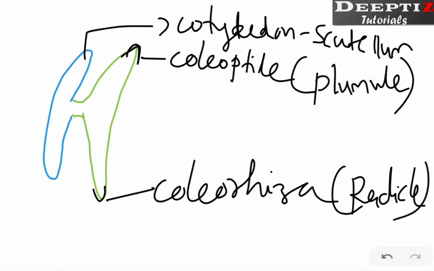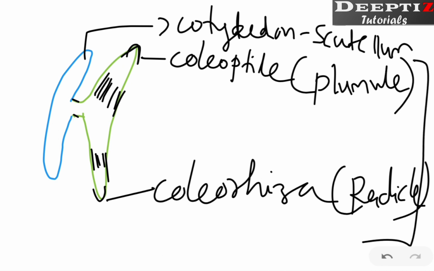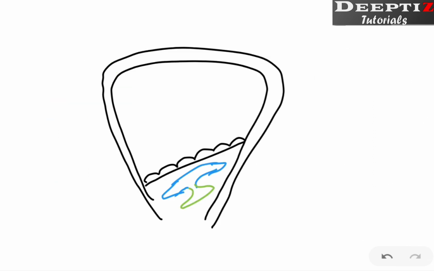And what is this structure? This is actually the embryonal axis, and here will be the epicotyle, there will be the hypocotyle, and this much structure together we call the embryo. Now let's see how it is actually placed within the seed. Suppose we are talking about wheat, you can understand from this one.